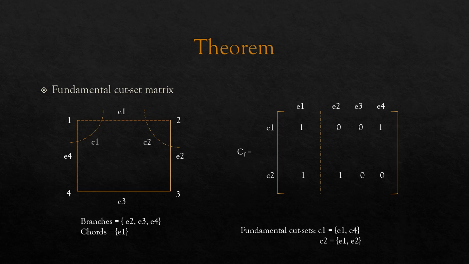The second requirement is that the cut set should only contain one branch, and the rest are chords. And over here you can see that C1 has one chord and one branch, and one chord and one branch. It can contain as many chords as it wants, but it can only contain one branch, for fundamental cut sets. So over here we only have two fundamental cut sets, and when we draw the fundamental cut-set matrix, it looks like this.